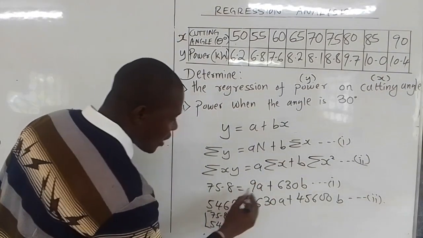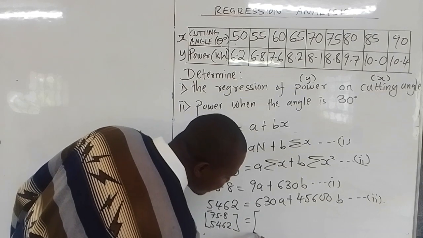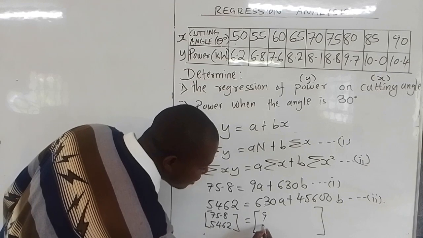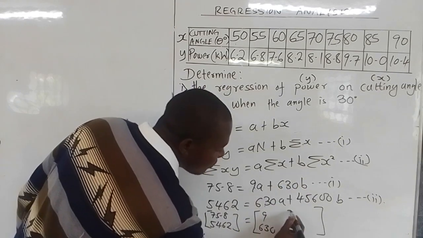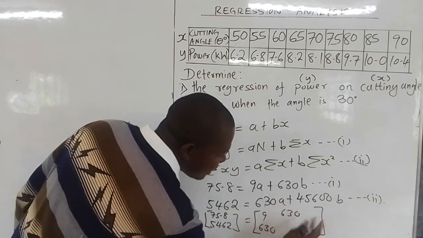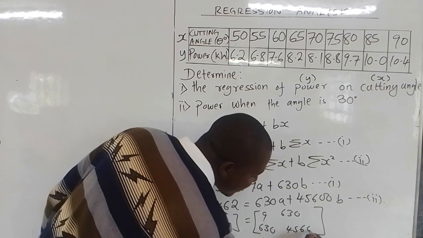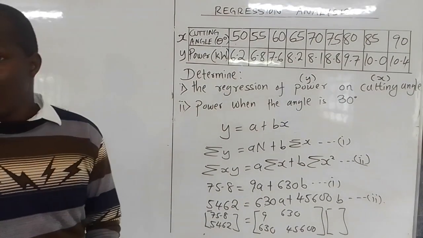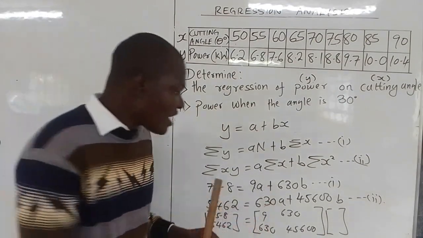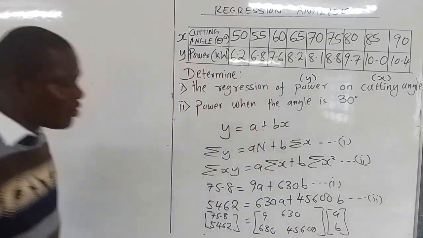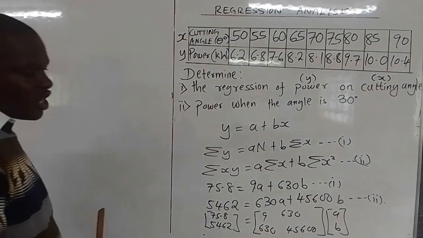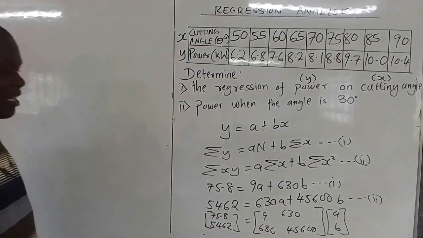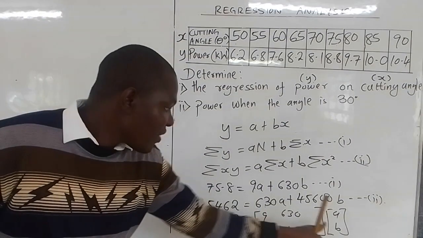Then this side, when you extract, which matrix do we have? The coefficient matrix here, isn't it? The first value here is positive 9 and 630, isn't it? And here we have positive 630, here is positive 45,600. So we've extracted that coefficient matrix, isn't it? Are we together? Yes. Then the first value here is A, then B. So you extract it the way you are seeing it there.